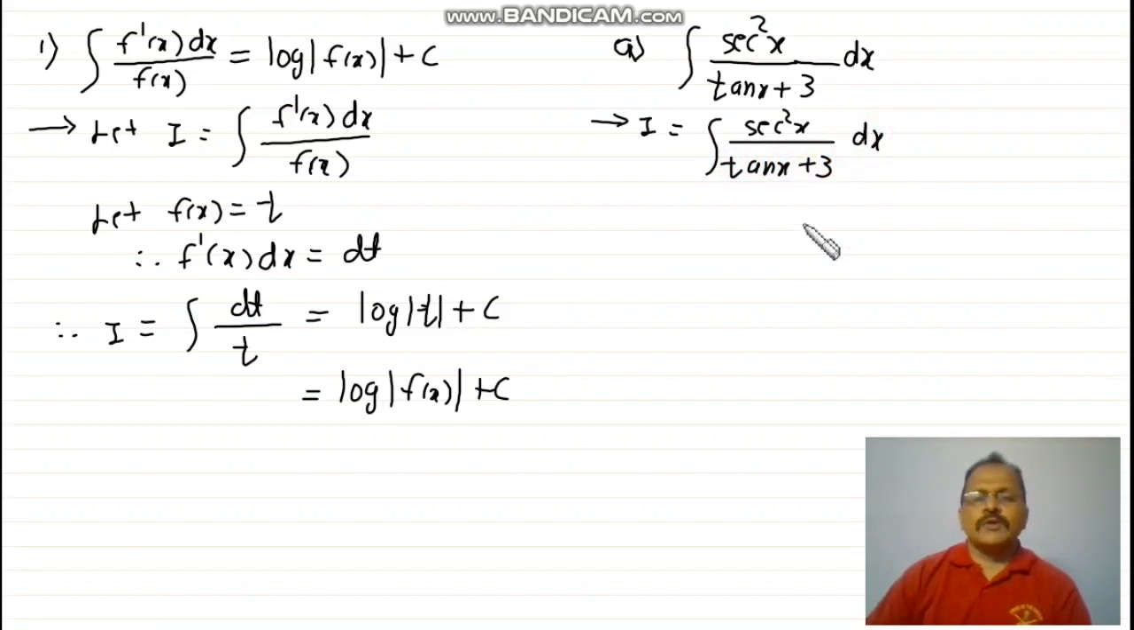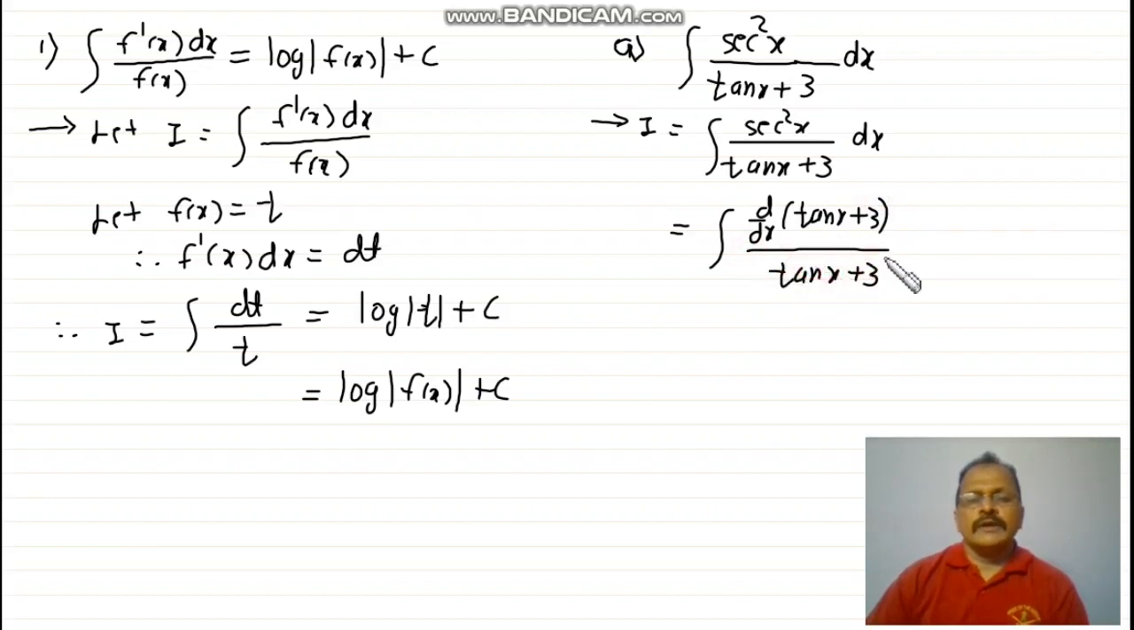We can solve this problem using two different methods. The first method, directly use of this corollary. This is equal to integration d by dx of tan x plus 3 divided by tan x plus 3 dx equal to log of mod tan x plus 3 plus c.